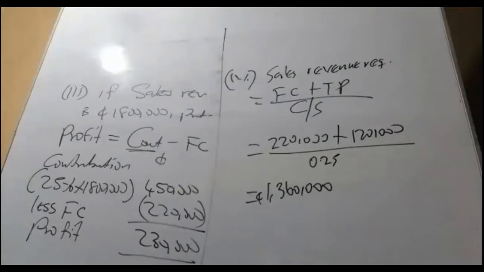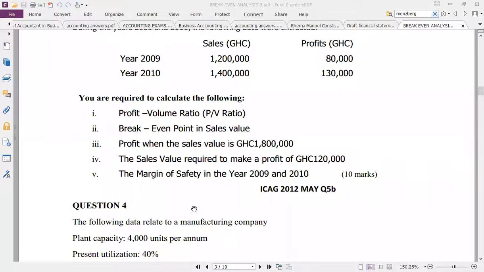Now let's finish out with the last section. It's the margin of safety in year 2009-10. How do you calculate margin of safety? Here you can only find a value and percentage.